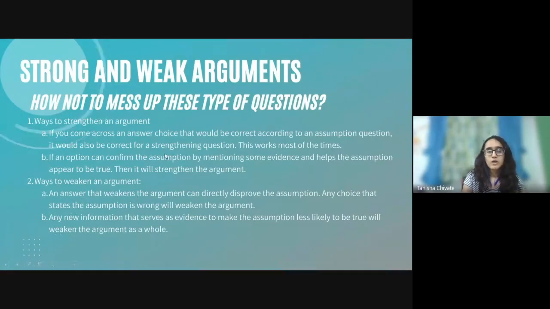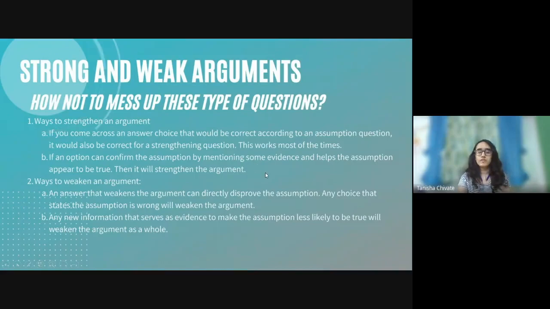Okay. How do you exactly go about these questions? Ways to strengthen an argument. If an answer choice is correct for an assumption question, it will usually be correct for a strengthening question as well. It works most of the time, though it depends on the passage. If an option can confirm the assumption by mentioning some evidence and helps the assumption appear to be true, it will strengthen the argument. So if I say that, okay, smoking should be banned because a survey was conducted and a lot of people wanted it banned, it will basically give me a strong argument to ban smoking.